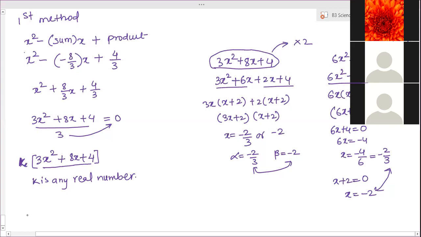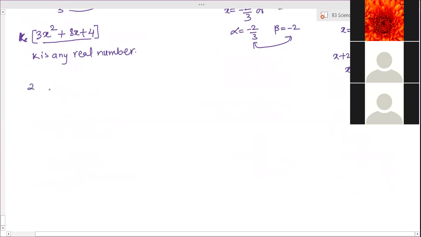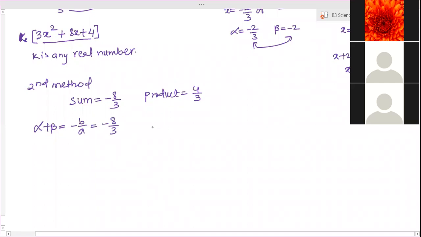Now this is the first method. Now the second method. Any method you can use, no problem. For the second method, they have given the sum as minus 8/3 and the product is equal to 4/3. So sum means alpha plus beta is equal to minus b/a. That value is minus 8/3. And product means alpha beta value is c/a, that is equal to 4/3.